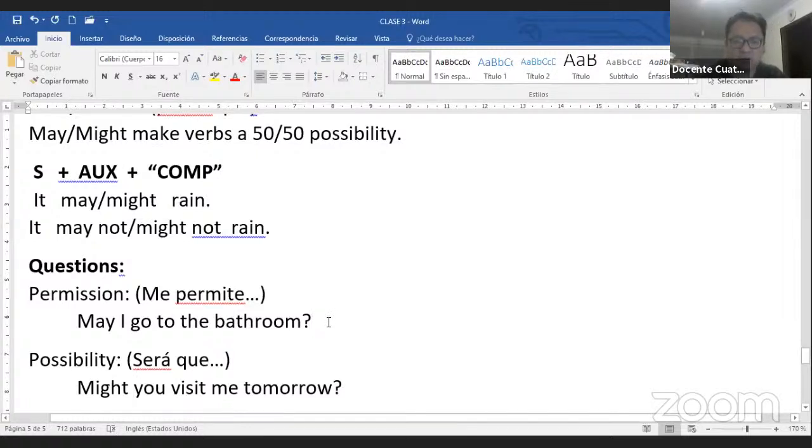Might you visit me tomorrow? ¿Será que me visitas mañana? ¿Hay la chance? You see, in sentences, may, might, the same, not a problem. In questions, may for permission, might for the possibility. Okay?